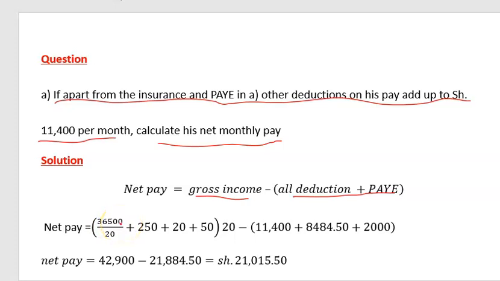36,500. That is actually what we call the basic salary. I'm dividing by 20 to change it into dollars because the other benefits are in terms of dollars, which I'm going to get that this is going to be a total of, you'll take 36,500 divided by 20 plus 250 plus 20 plus 50, and then you multiply by 20 to change it back to shillings. Now, if you do that, you are getting that this person has a total of 42,900 shillings as the gross income.